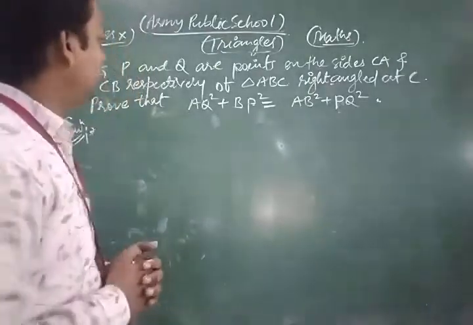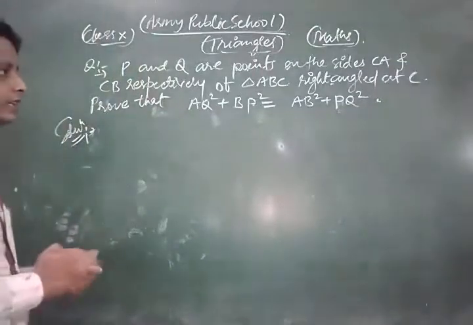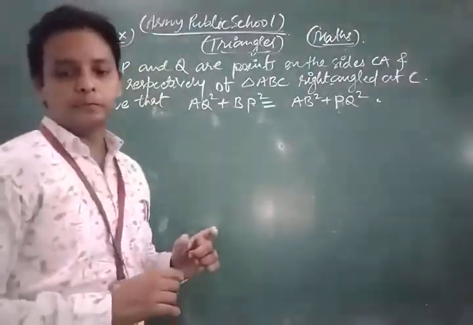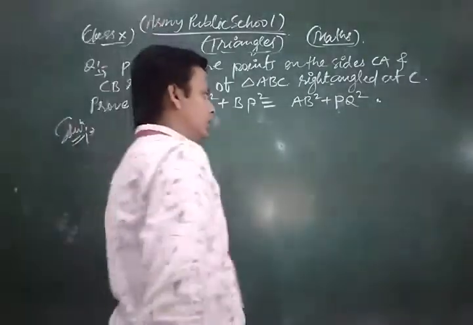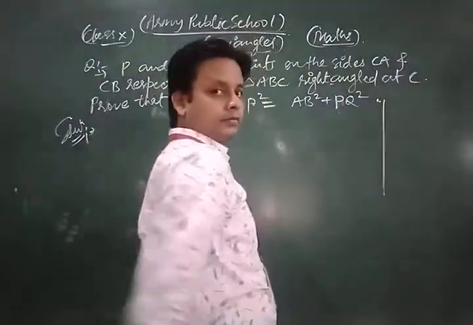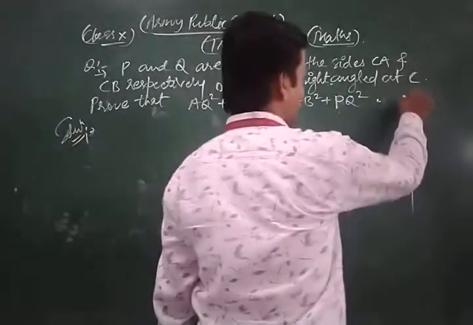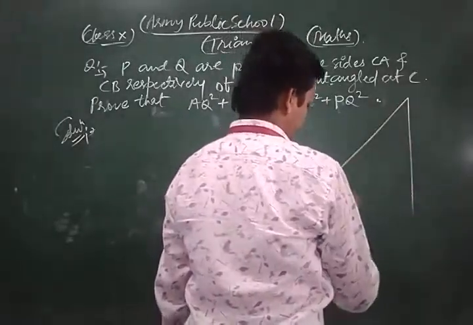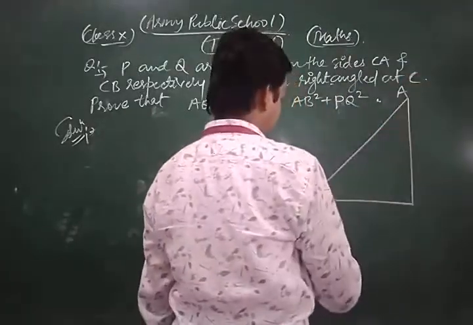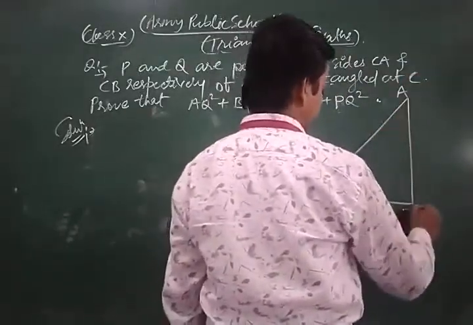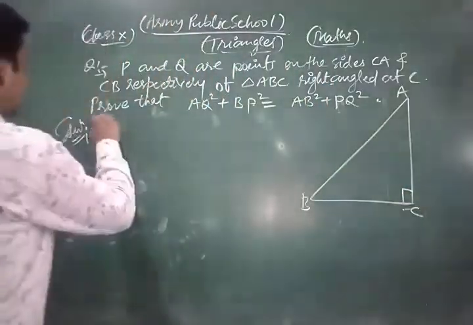Here P and Q are points on the side CA and CB respectively of triangle ABC, right angle at C. So first of all, we draw a right angle triangle, right angle at C. So for that, look, this one, we draw a right angle triangle ABC, right angle at C.